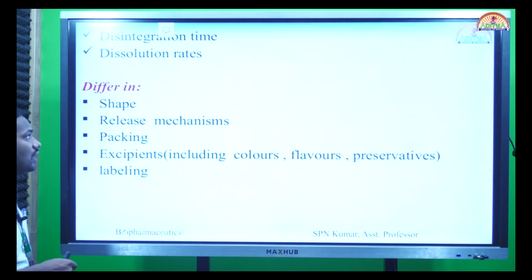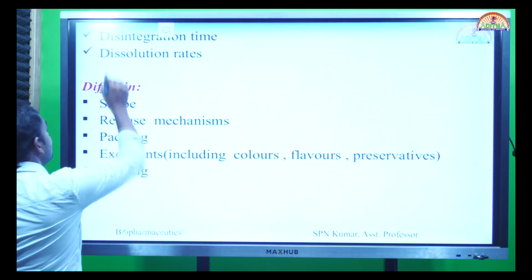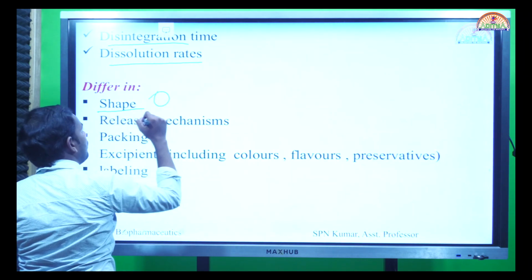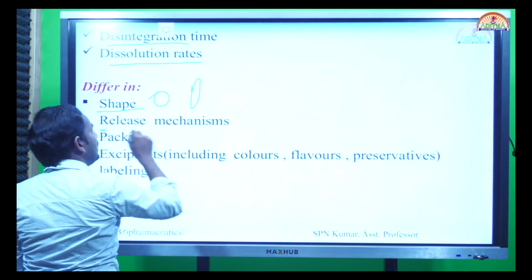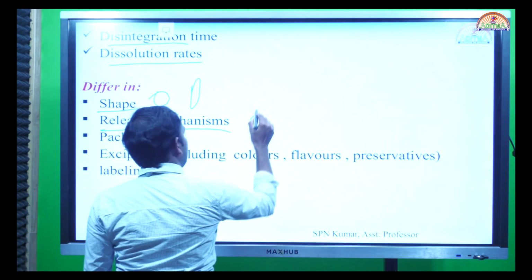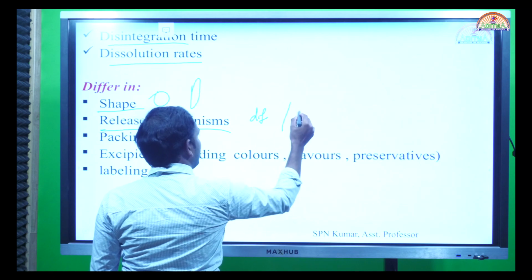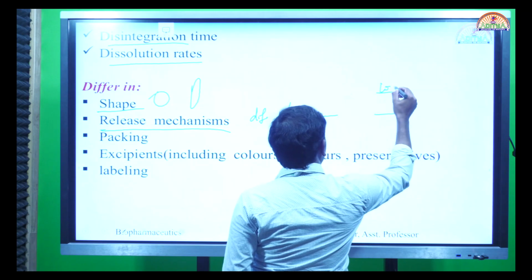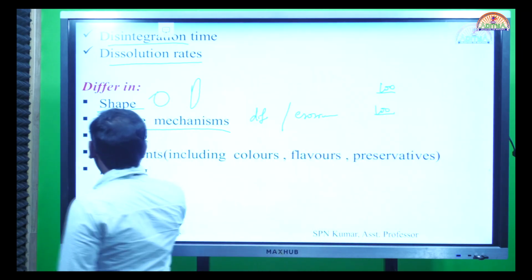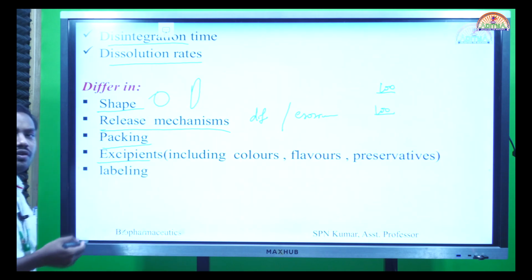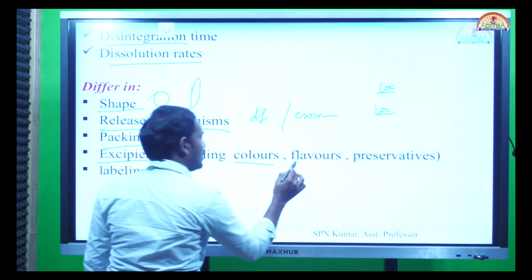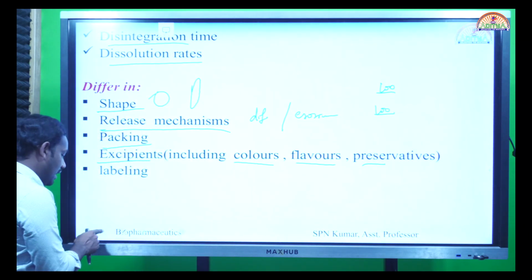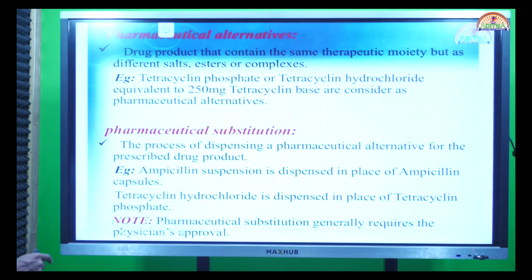So what is the bioequivalence criteria? The criteria is they have the same disintegration time and same dissolution rates, but they have different shape. Like a tablet may be different and a capsule may be different, or the release mechanism may be different. Sometimes they may be released by diffusion or sometimes by erosion. The release mechanism is different, but at the end of the day both of them are releasing the same quantity of the drug. Their packaging may be different, or their excipients. We may use some other colors, flavors or preservatives, whereas the capsule may have a different set of excipients, but finally both of them are going to release the same amount of drug.